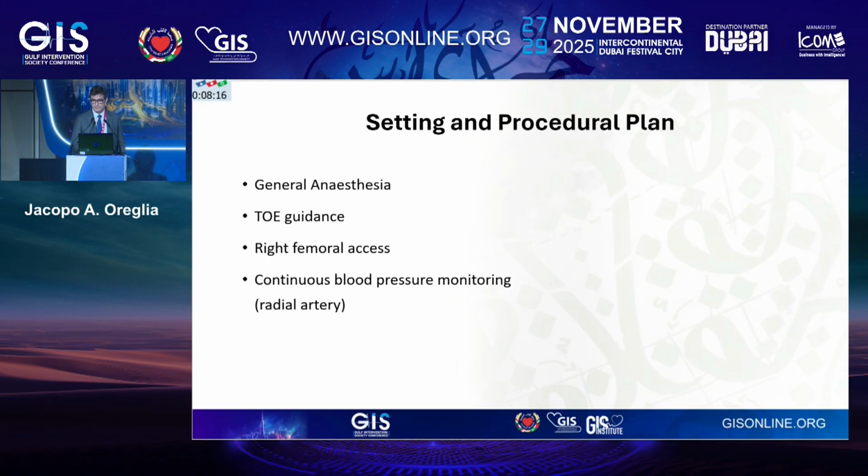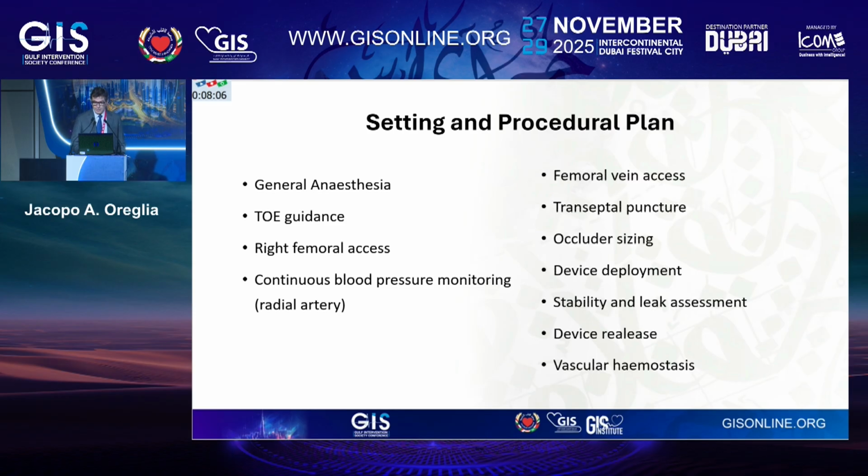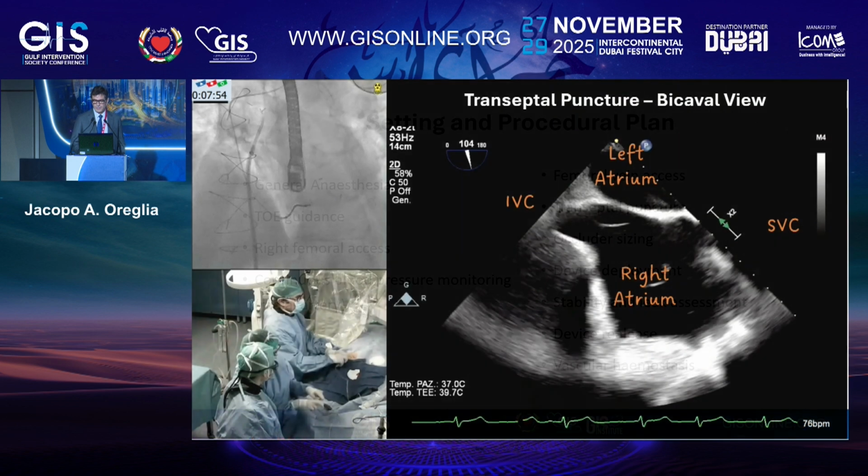We do this kind of intervention under general anesthesia with transesophageal guidance. We take a right femoral access, and we have continuous blood pressure monitoring through the radial artery. And these are the steps we will go through in the next slides. So starting from the femoral vein access, we want this procedure to be safe, so we do echo-guided femoral vein access, and we insert the ProGlide.